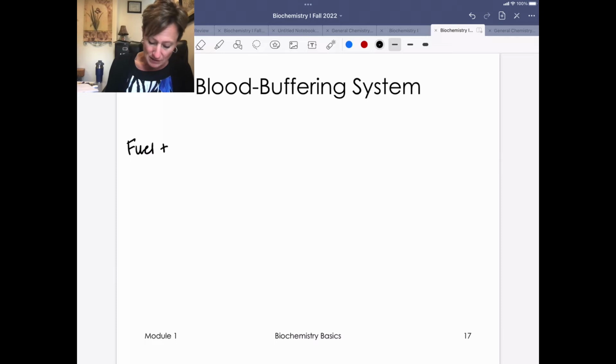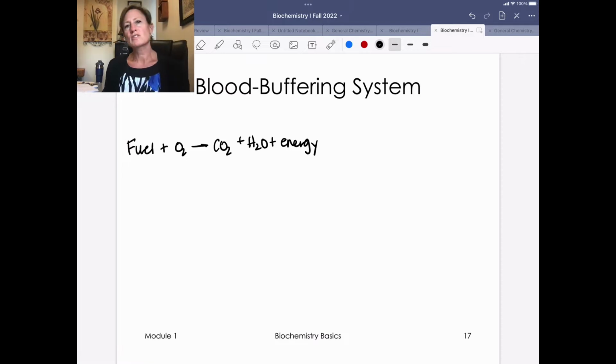So any basic fuel combines with oxygen in a one-way reaction to generate carbon dioxide, water, and energy. And so that's our basic fuel metabolism equation. We'll expand on that throughout this course here, but that's the base equation that we've sort of learned about.